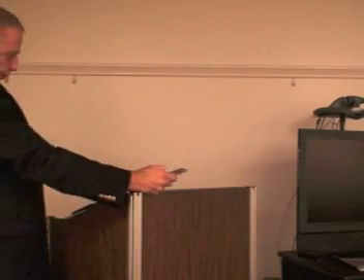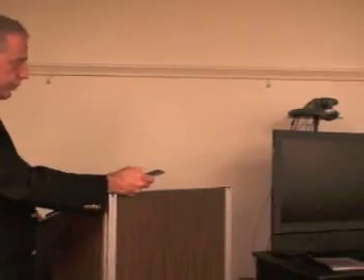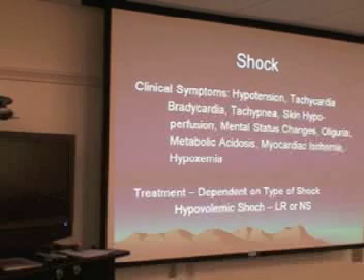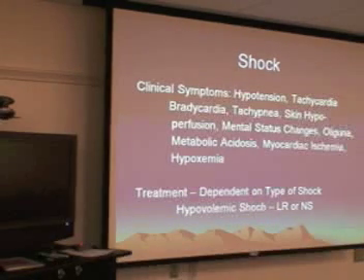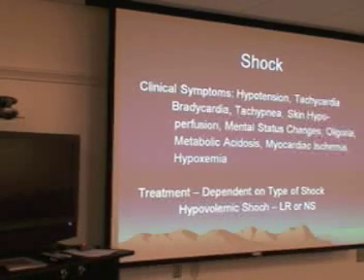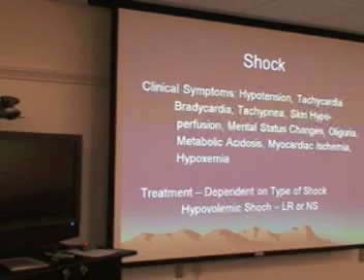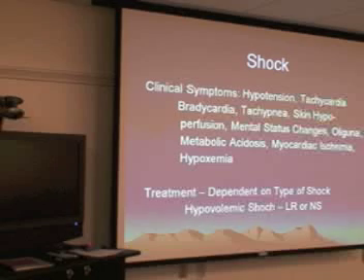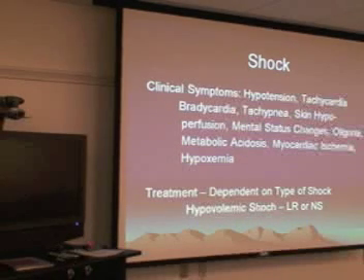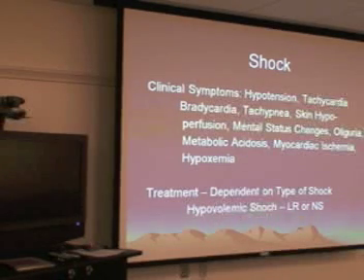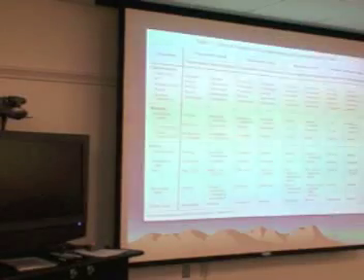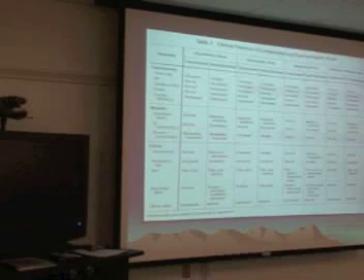For those of us that still look at the patient, these are the symptoms: hypotension, tachycardia or bradycardia, tachypnea, hypoperfusion of the skin. Thus, it's septic shock. The skin is warm. Vital status changes: oliguria, metabolic acidosis, myocardial ischemia, and hypoxemia. And treatment, again, depends on the type of shock, but with hypovolemic, either lactated Ringer's or normal saline. Just clinical features we talked about.